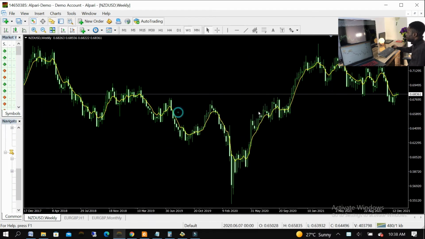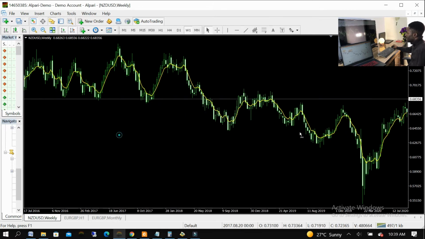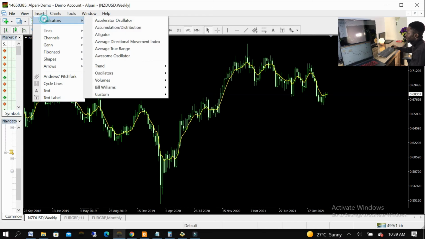Okay, now you see, like, this moving average, it depends on price. Like, price has to move down before this indicator can follow. Price has to move up before this indicator can follow. You understand? Like, look at this example again. Let me try to look backward. Okay, let me try to insert another indicator so you definitely understand what I'm trying to say.